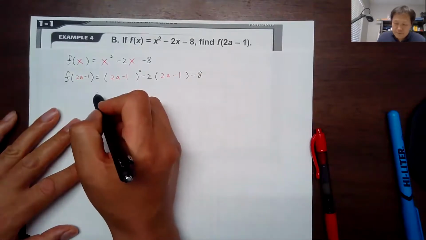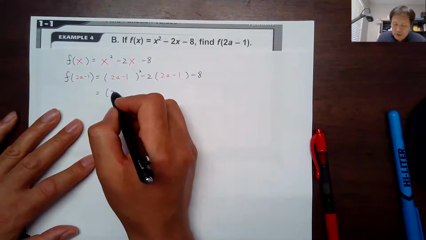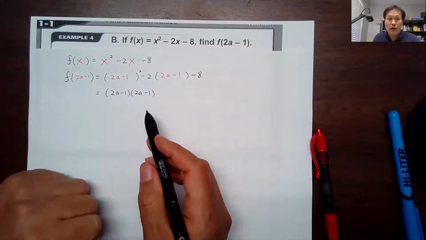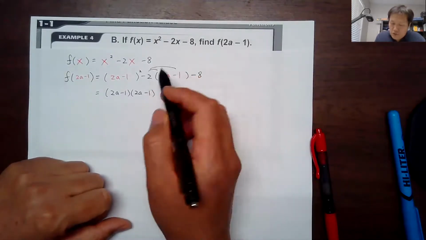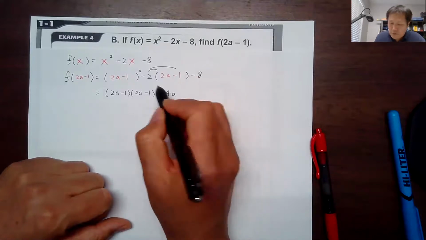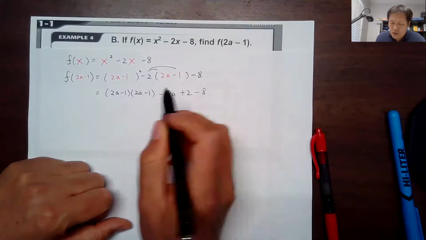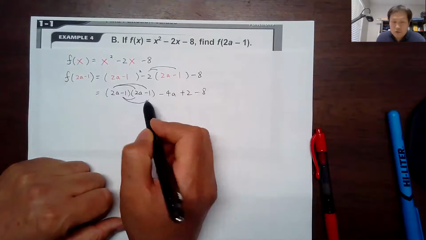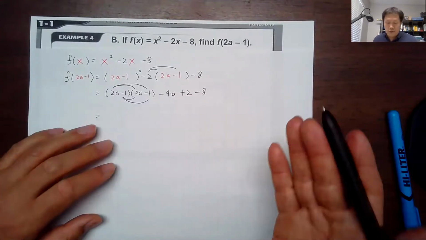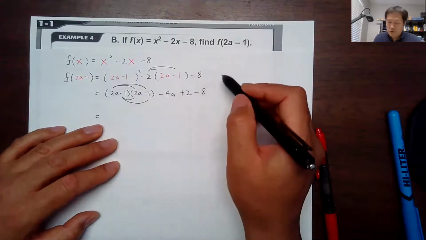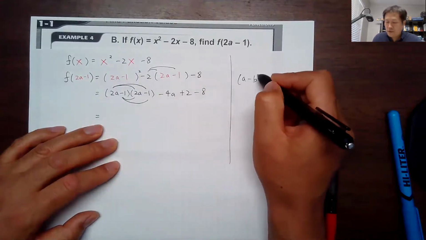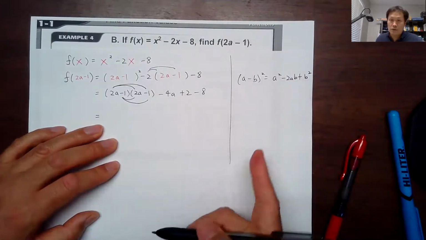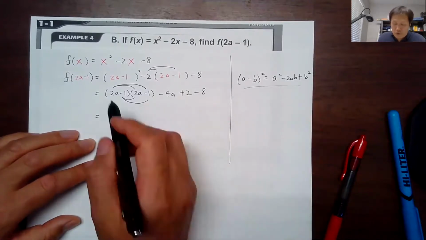Just simplify. The square, parenthesis squared, is basically asking you to multiply 2a minus 1 by itself twice. And I'm going to just distribute this: minus 2 times 2a is minus 4a, minus 2 times minus 1 is plus 2, minus 8. From here, you will have to FOIL. You will have to multiply that, that, that, and that. Or if you remember the formula, a minus b squared equals a squared minus 2ab plus b squared, that's even better. If you don't remember this formula, you just FOIL it here.